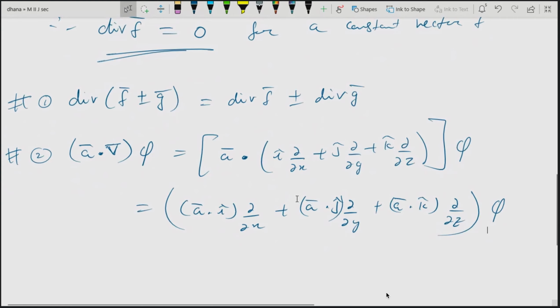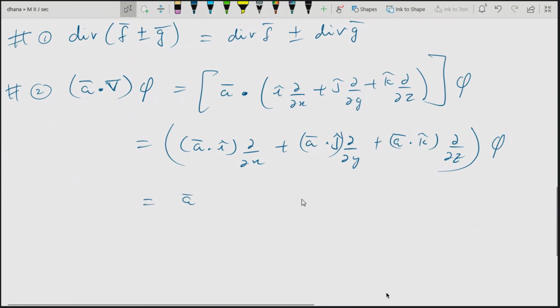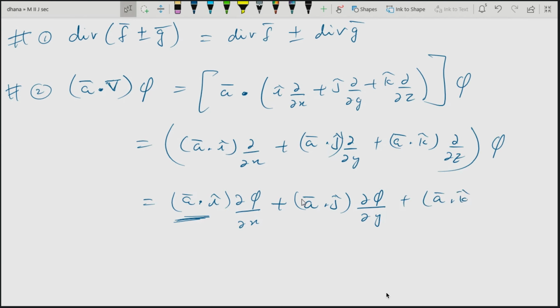So what will be the result? It will be A bar dot I cap dou phi by dou x, because A bar will be something like a1 I plus a2 j plus a3 k. So for a1, I dot I will be 1, and you will get some scalar value here. Are you able to follow? Similarly, you will have A bar dot j cap, and you need to partially differentiate phi with respect to y, and you will have A bar dot k cap dou phi by dou z.